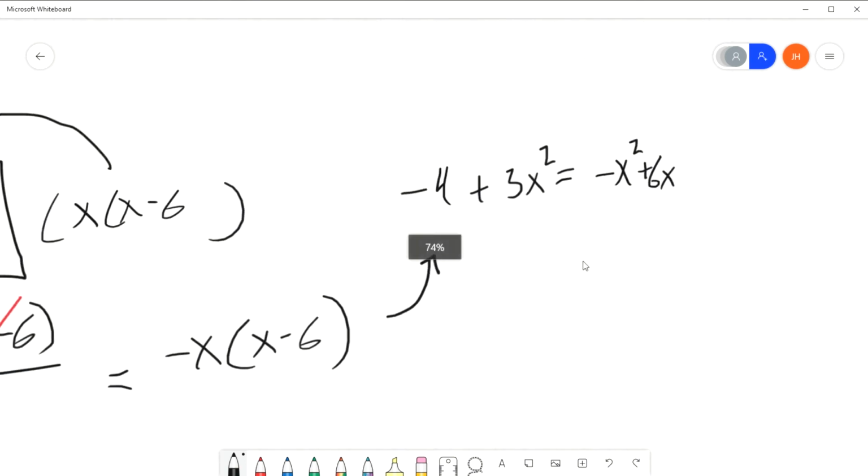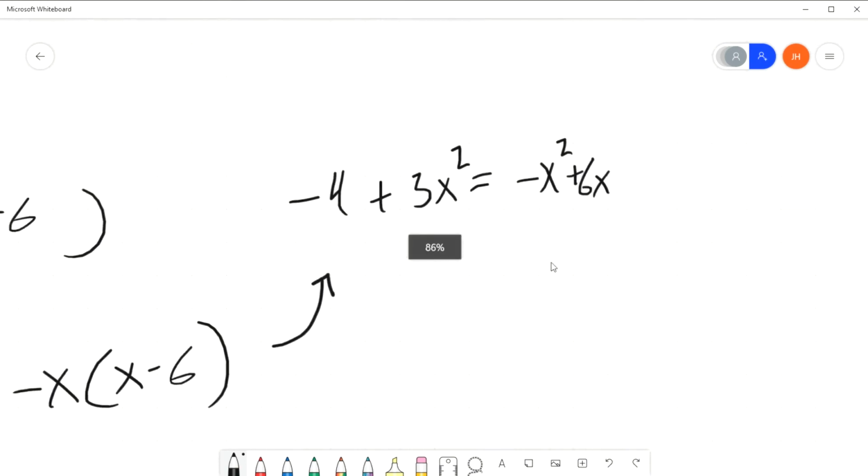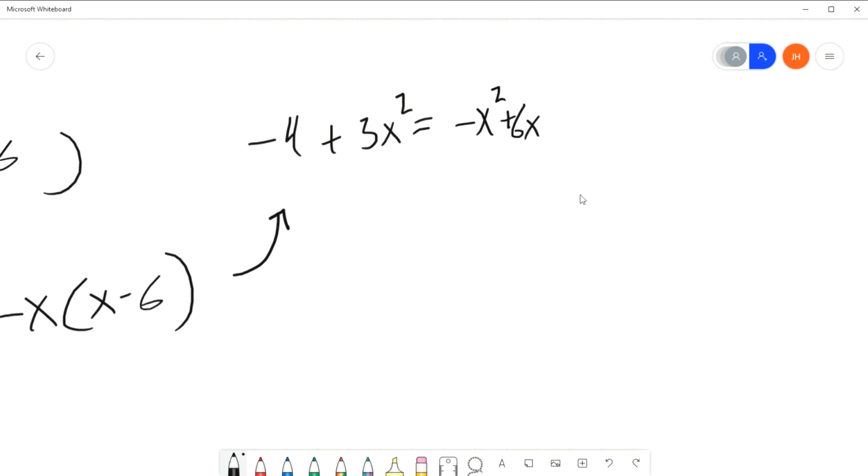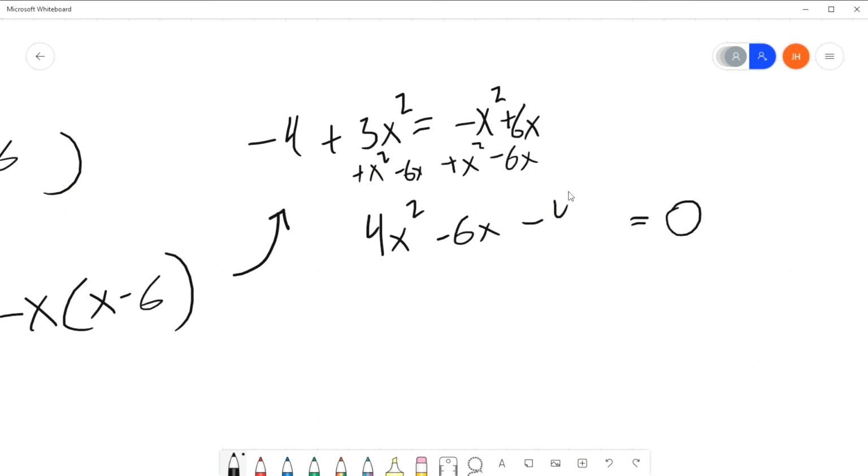And look at this. This is an equation which we can totally solve. It's a quadratic equation, y'all. So how do we solve a quadratic equation? You just get all your terms to one side equal to 0. So I want this equal to 0. So I'm going to add x squared and minus 6x. So I end up with 3 plus 1 is 4x squared minus 6x minus 4.